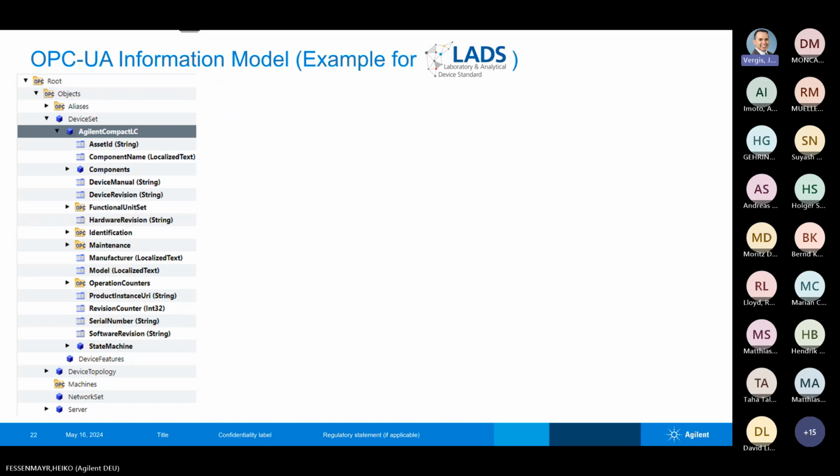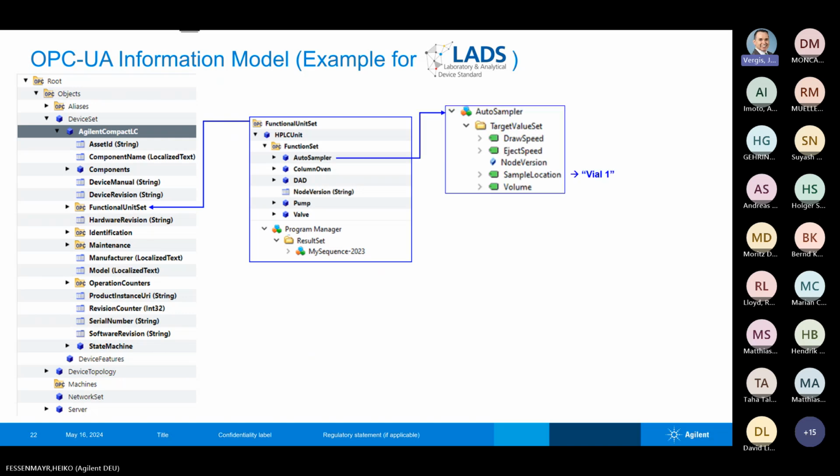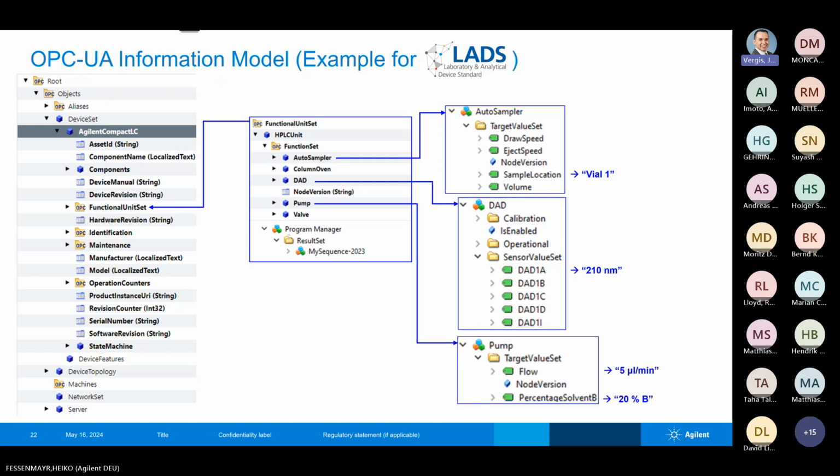So here you see on the left an information model from a LADS device. There are several folders. I cannot go into those details now, but under functionality, you can see the functional part of the analytical device. You can see here the typical devices of an HPLC. And then there is also the area of a program manager, which hosts the information of a result. That means when you have done an analytical run with such a device, you will find the result in a result set at this location. And this is where we would hook in the ASM objects for the liquid chromatography space.